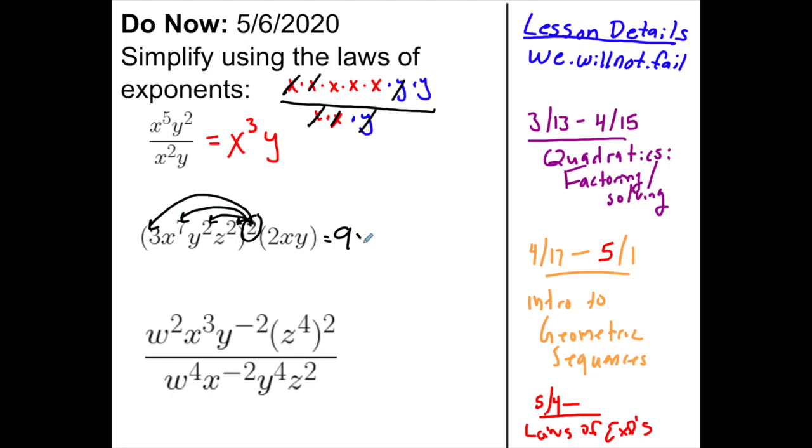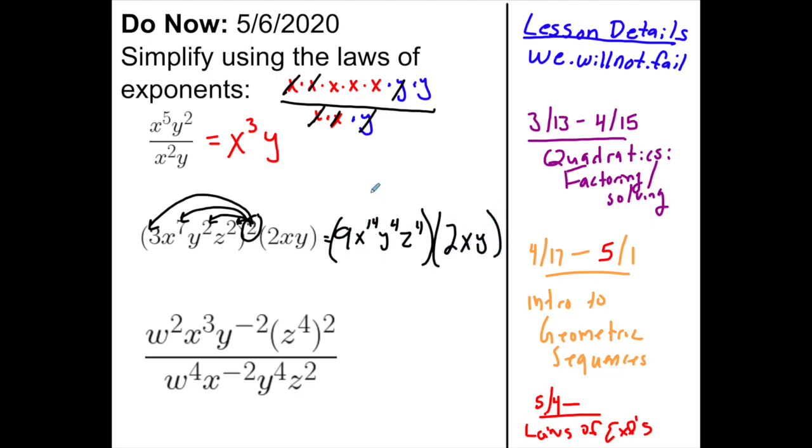X to the 7 squared, fly high multiply, gives me 14. Y squared squared, again, fly high multiply, gives me 4. And z squared squared, that's going to give me, again, z to the fourth. Same power there. And then I'll bring in my 2xy.